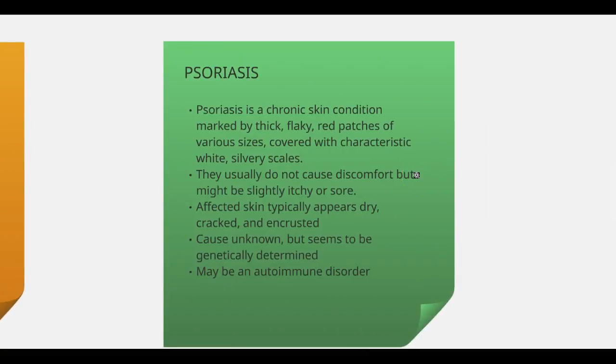Psoriasis is a chronic condition marked by thick, flaky, red patches of various sizes, so they can be all different kinds of shapes and sizes, but they're all pretty consistently thick and flaky and have this red around them or on them, and they're covered with characteristic white silvery scales. They usually do not cause discomfort, but they may be slightly itchy or kind of sore or tender. The affected skin typically appears dry, cracked, and kind of crusty or encrusted.